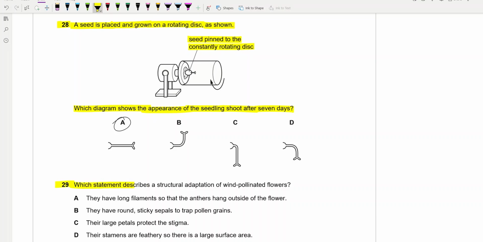Question number 29. The diagram describes the structural adaptation of wind pollinated flowers. Option A. They have long filaments so that the anthers hang outside of the flower, which seems correct. Option B. They have round, sticky sepals to trap pollen grains, which is wrong. Option C. Their large petals protect the stigma, which is wrong. Their stamens are feathery, so there is a large surface area, which is also wrong. The correct option would be option A.